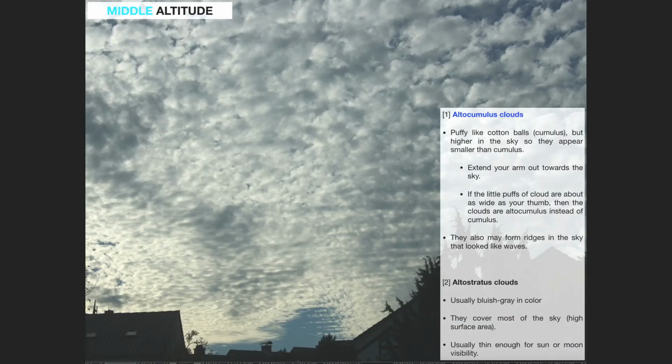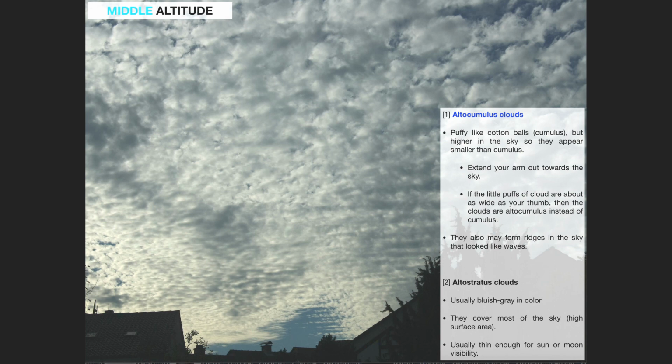Alright, so now let's move up to middle altitude. And the first one we're going to see is the altocumulus cloud. Altocumulus are pretty much just like cumulus clouds. They appear as cotton balls in the sky, but they're much higher in altitude than the regular cumulus clouds. One way that you can differentiate these is extend your arm out toward the sky. And if the little puffs of cloud are about as wide as your thumb, then you can normally say that these clouds are altocumulus instead of cumulus.